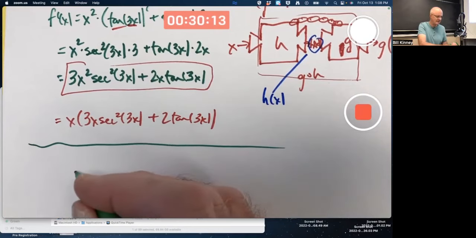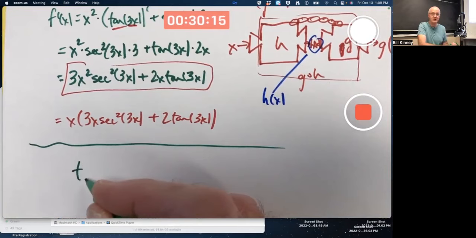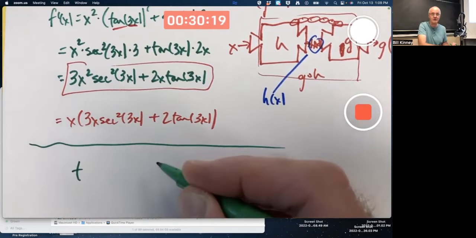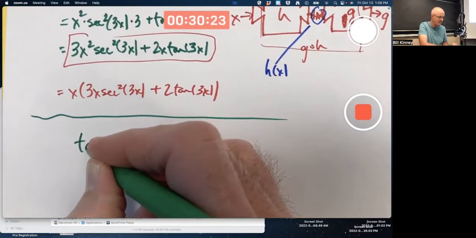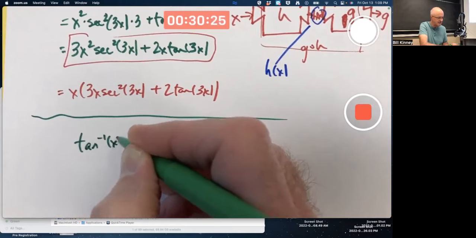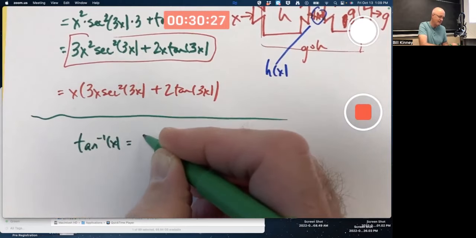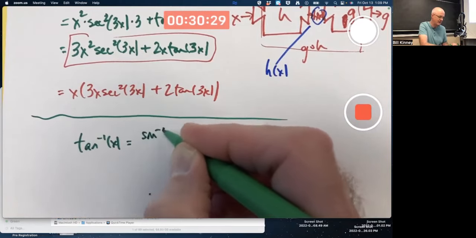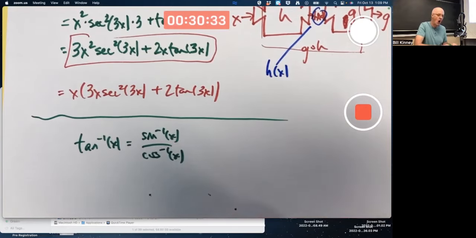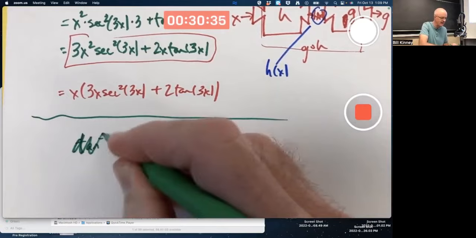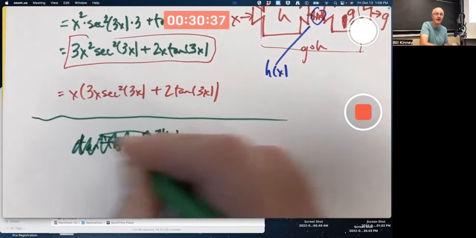I'm about to write something that's wrong. So after I write it, I'm going to scratch it out. Don't write this down because it's wrong. Okay. Some people might think inverse tangent of x is maybe inverse sine of x over inverse cosine of x. No, wrong. Pretend you never saw that.